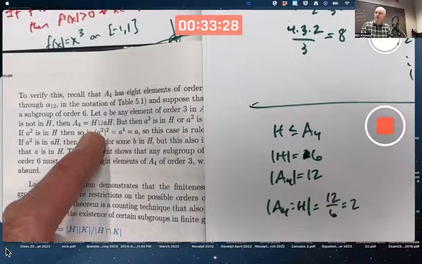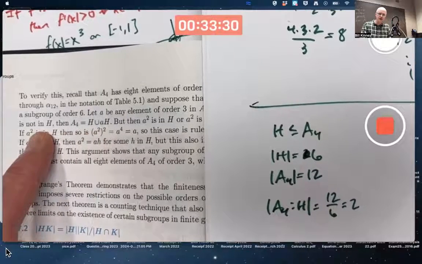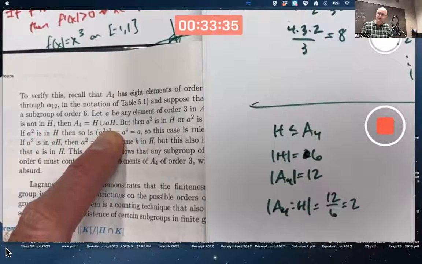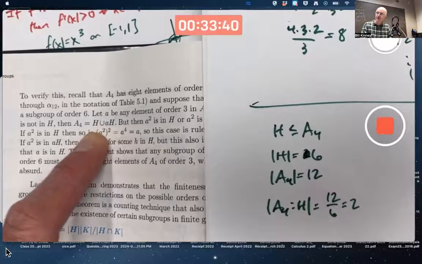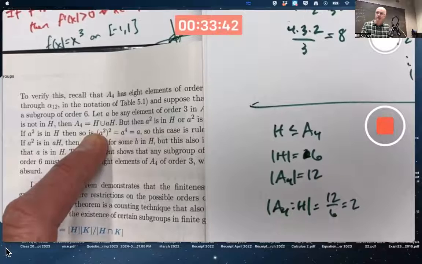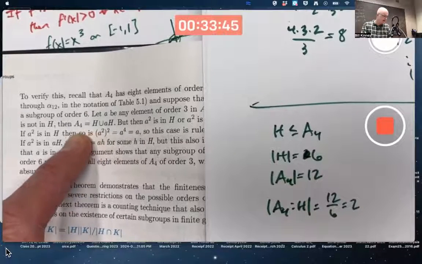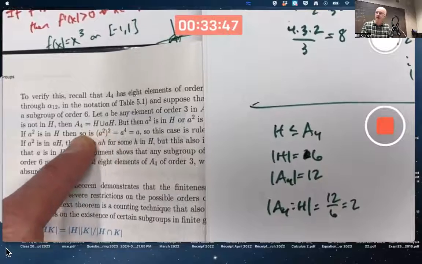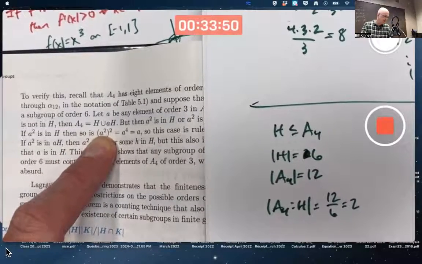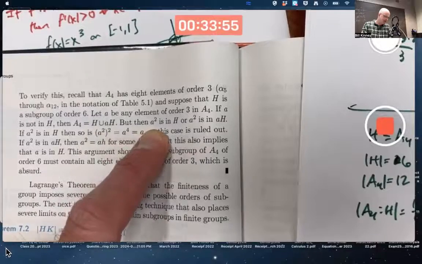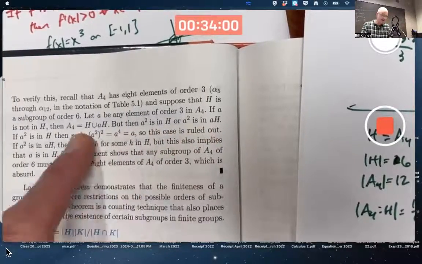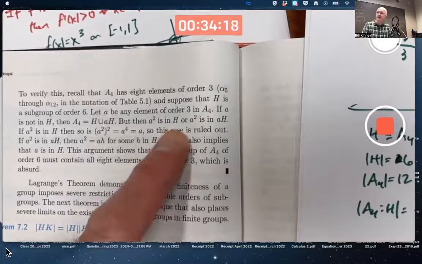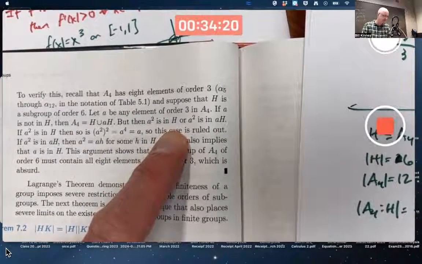And we know that if a is not in H, which is what we're assuming here, then aH would be different than H. This is going to be a distinct left coset from H. These are 2 distinct left cosets, and there can only be 2 of them. That's enough to say the union of those 2 is all of A4, and they would also be disjoint. But then a squared is in H or a squared is in aH. One of those 2 things has to be true because a squared is an element of A4. Both of those assumptions are going to lead to contradictions.